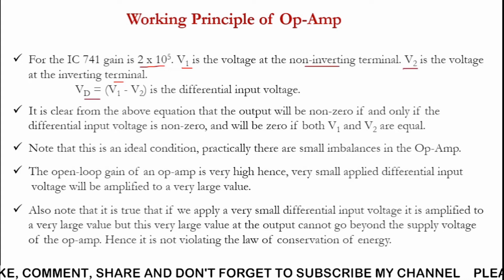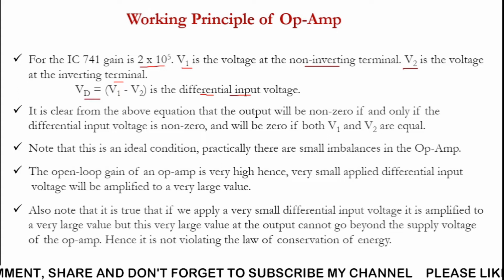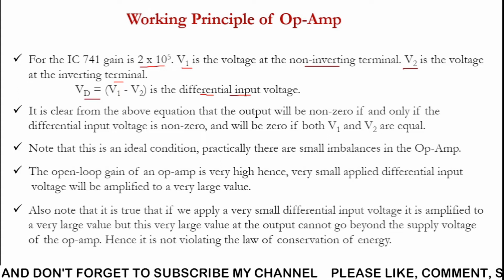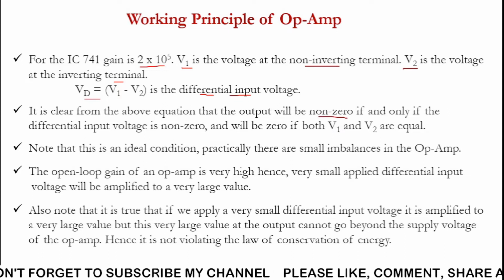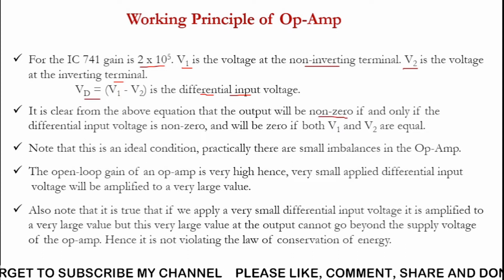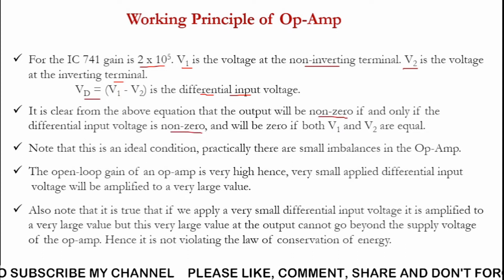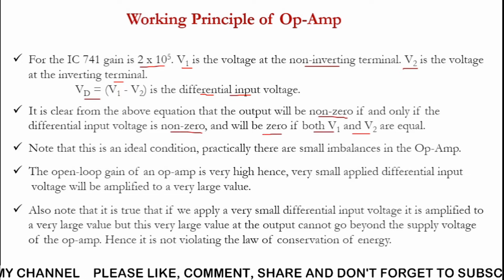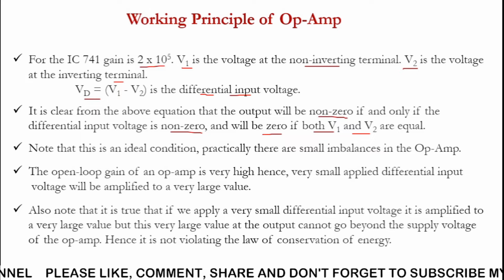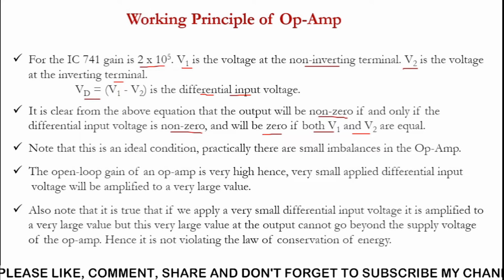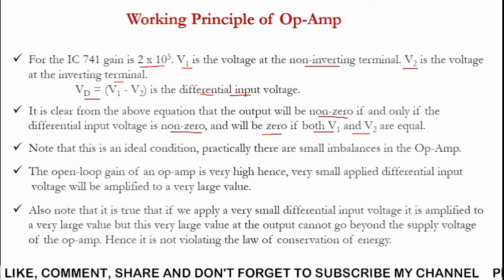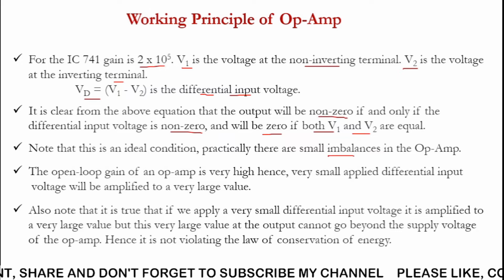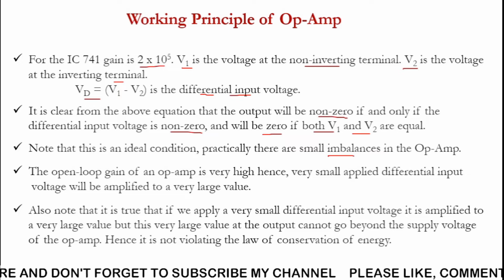V1 is the voltage at the non-inverting terminal, and V2 is the voltage at the inverting terminal. So we have V1 minus V2. It is clear from this equation that the output will be non-zero if and only if the differential input voltage is non-zero. Means if the difference between V1 and V2 is non-zero, the output will be non-zero. For the output to be 0, V1 and V2 should be equal.